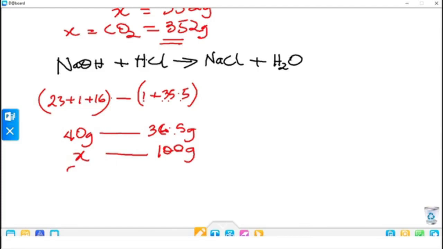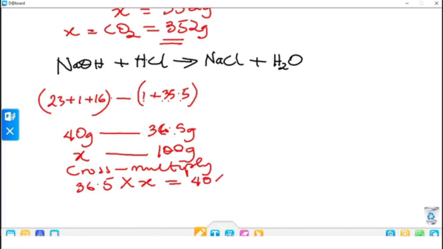And the next step is to cross multiply. So we cross multiply, and by the time we do that, we're going to have 36.5 times X is equal to 40 times 100. And we have 36.5X is equal to 4,000. So to find our X, we divide both sides by 36.5.